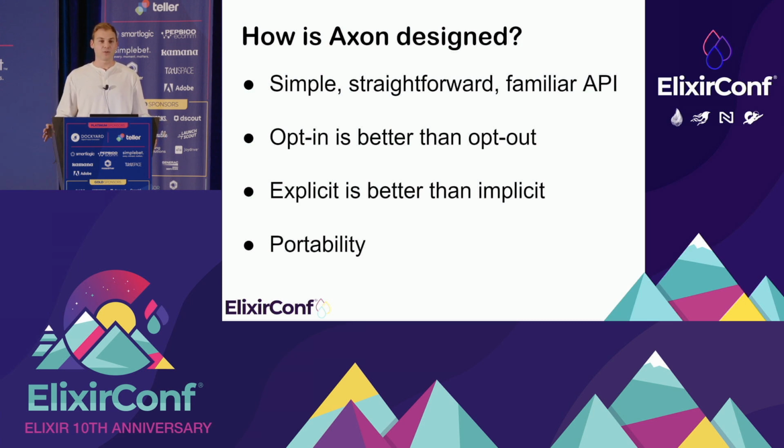There are 4 principles I tried to emphasize when designing Axon. The first is a simple, straightforward, and familiar API. So when I was thinking about what the Axon API should look like, part of me was ready to just throw out everything I knew about deep learning and design a framework that was so Elixir specific, like took advantage of every possible Elixir magic that I knew. But then I realized that was a bad idea for a couple reasons.